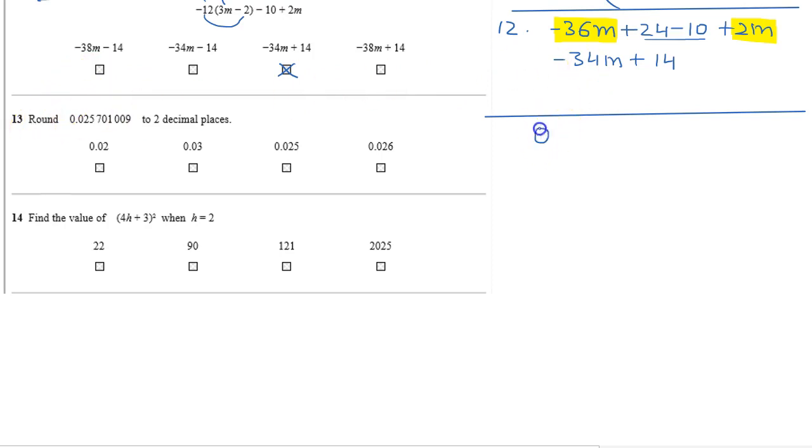Question number 13 is 0.025701 and so on. Round to two decimal places. Now this is the first decimal place, this is the second decimal place. Now we can write it as 0.02. Now we check the next number. The next number is 5. If it is 5, you increase 1 here. If it is 4, you leave it like that. 5, 6, 7, 8, 9, you increase. 1, 2, 3, 4, you leave it like this. Now this one is 5, so you increase it. So it will be 0.03. So this is going to be the answer.